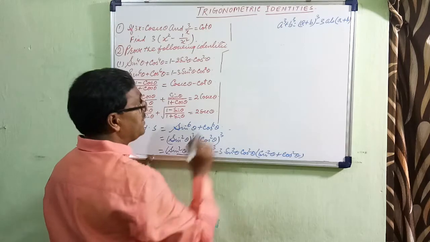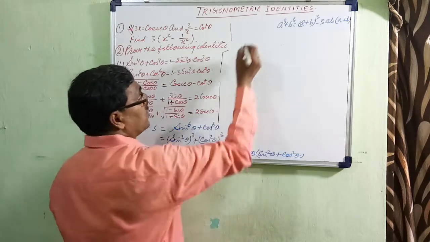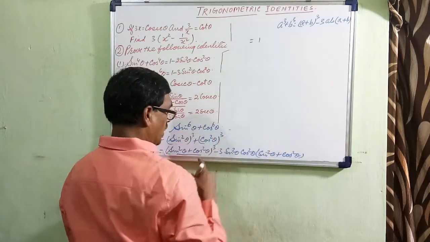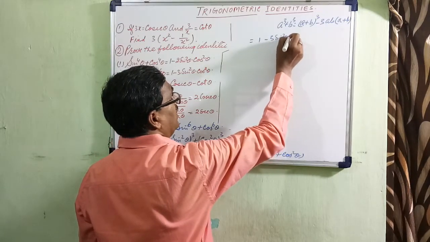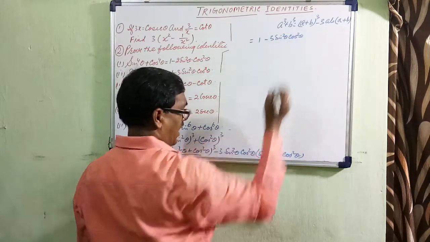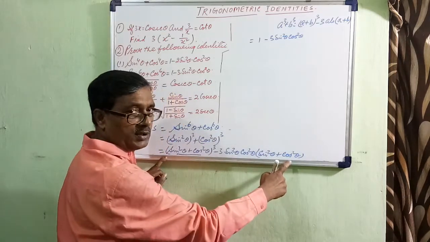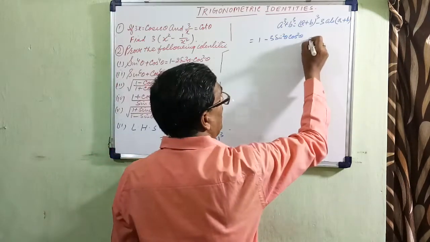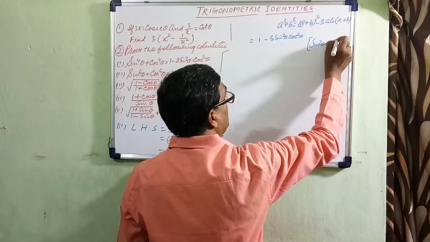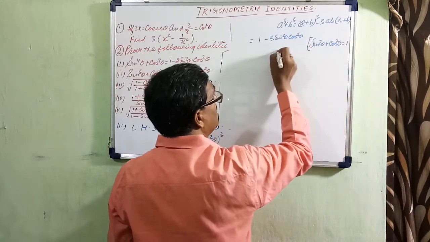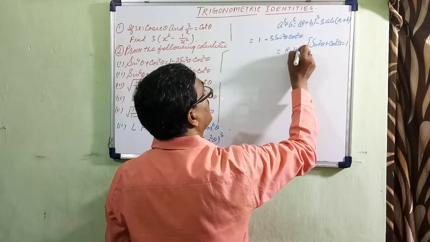And a plus b, meaning sin^2 theta plus cos^2 theta, is equal to 1. So 1 cube is equal to 1 minus 3 sin^2 theta into cos^2 theta. And what is sin^2 theta plus cos^2 theta? It is also equal to 1. So you can write here sin^2 theta plus cos^2 theta is equal to 1, and this is your RHS. That's all.